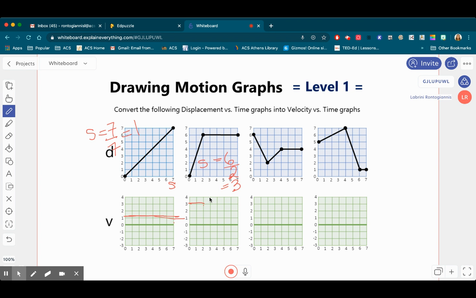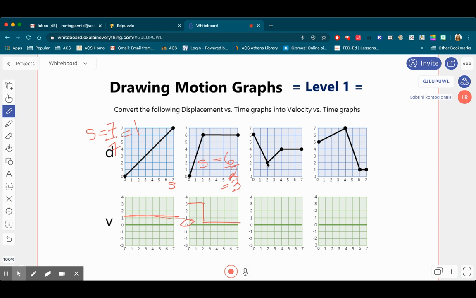How will we show this in a speed time graph? Well, we'll show that at the 2-second mark, the object for 5 seconds was not moving. So we put a line here on the x-axis to show that the speed was, in fact, 0 for 5 seconds. So this is how we would convert this graph into a speed time graph. Now let's look at this next one.